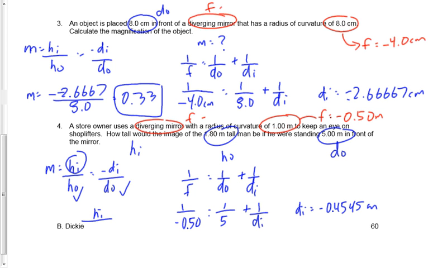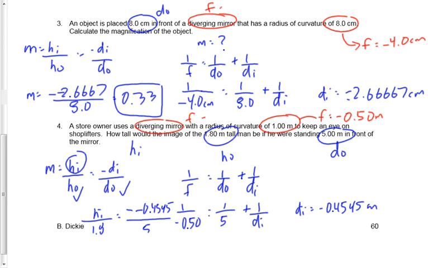HI, HO is 1.8. DI is negative 0.4545, and DO was 5. So we take the 1.8 and multiply, and then we divide that number by 5, and we get what we get for HI.